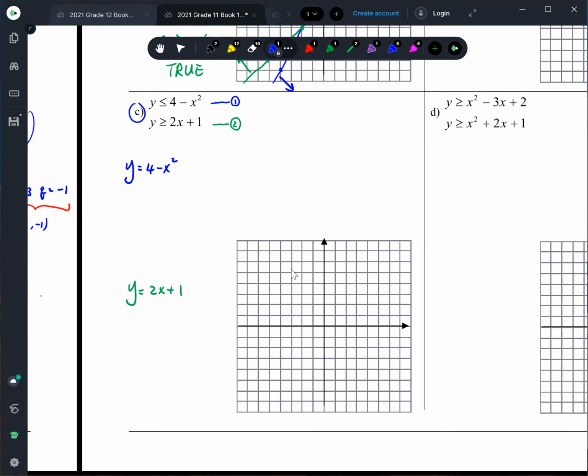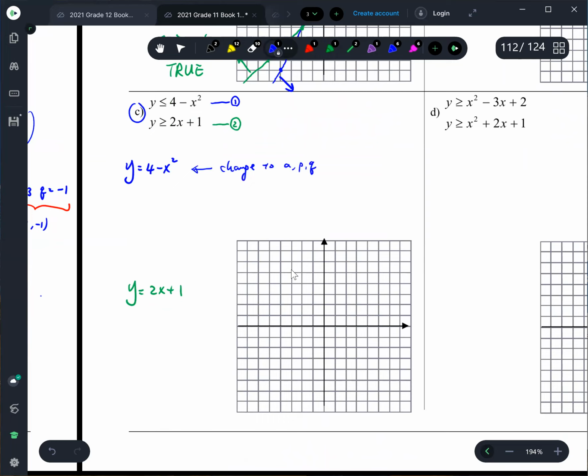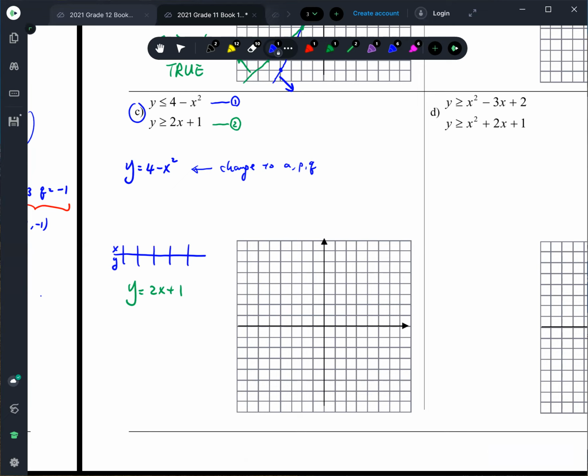So for parabola, you need to change it to APQ, okay? Your standard form. This one is already in APQ form, okay? So you got to move it around a little bit, right? And then once you found the vertex, you can make a table. Yeah, parabola will take a little bit longer.